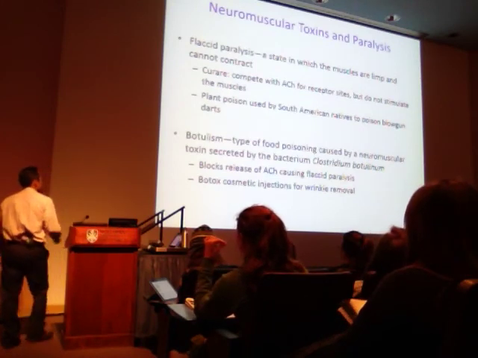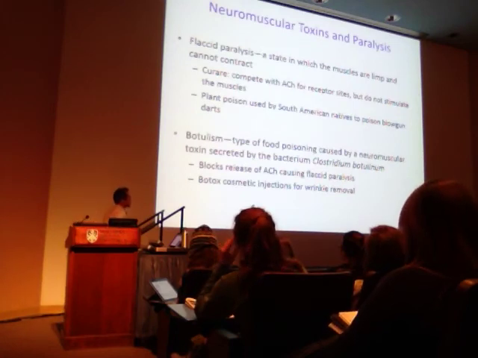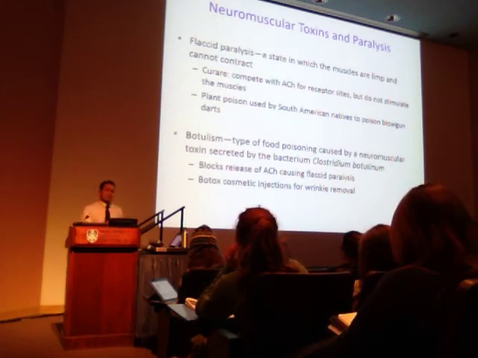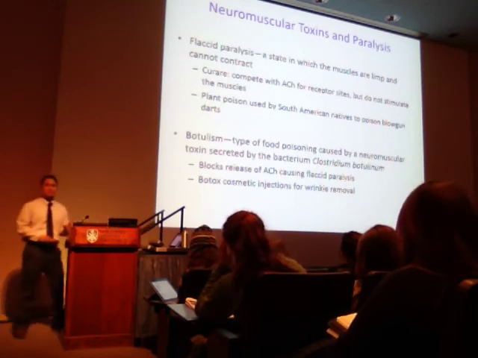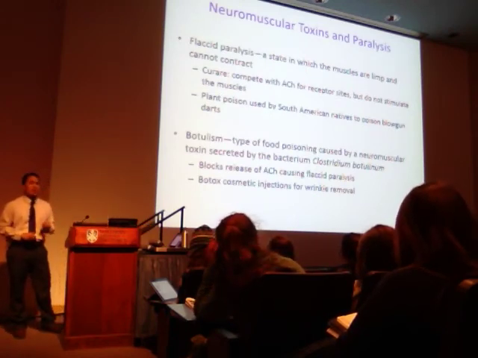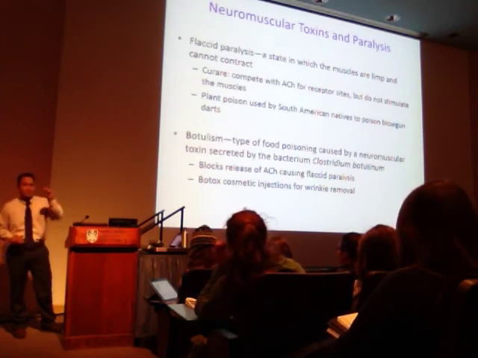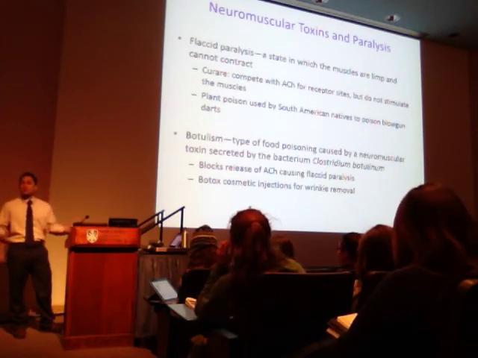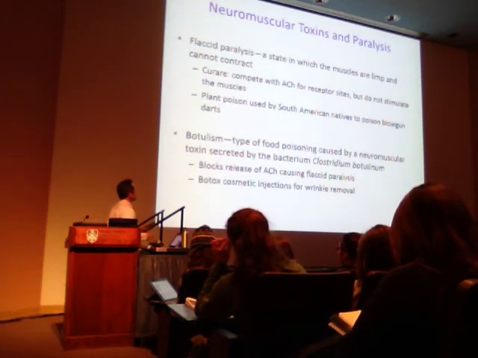Curare is a plant poison that's harvested. It can be found in South America. And this is the active agent that's used by tribes in that local area to tip the darts. It's poison that goes on the blow darts. And that's how they paralyze their prey when they're hunting, or even other competitors that are in the area.